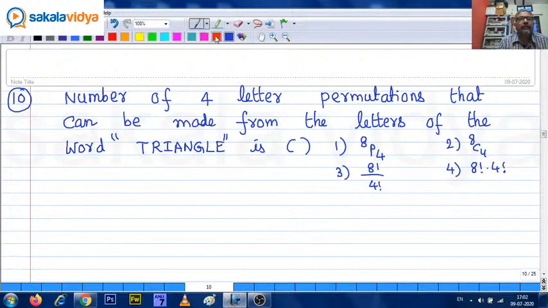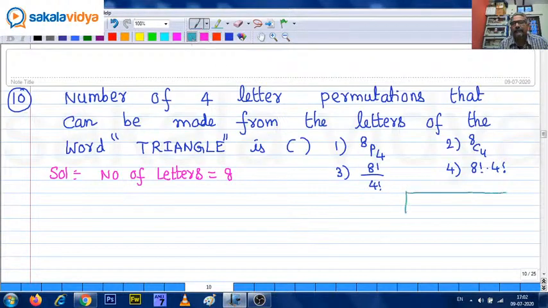Right. Here first, number of letters in the word. You count it now. Number of letters is equal to 1, 2, 3, 4, 5, 6, 7, 8. Number of letters is 8. But we need to arrange 4-letter arrangements. 4-letter arrangements means 4 blank places we need to fill without repetition. 1, 2, 3, 4. This is 8 ways, this is 7 ways, this is 6 ways, this is 5 ways.